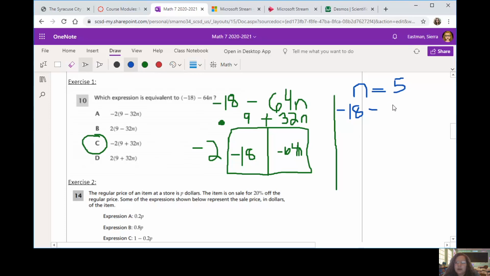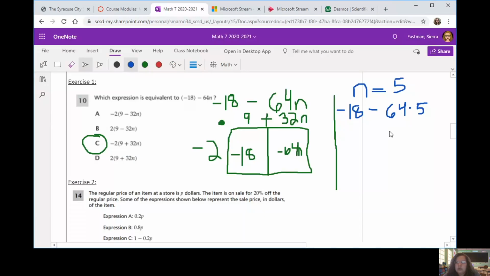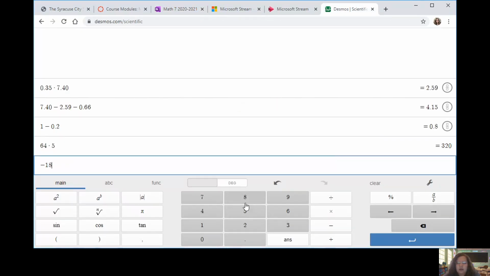Okay, negative 18 minus 64. Instead of that n, I'm going to say times 5. And I'm going to solve this right now. I need 64 times 5, so let me do that. 320. Remember, we're always following PEMDAS, so that's why I multiplied first. Now I need to subtract that negative 18. Negative 18 minus 320 equals negative 338.